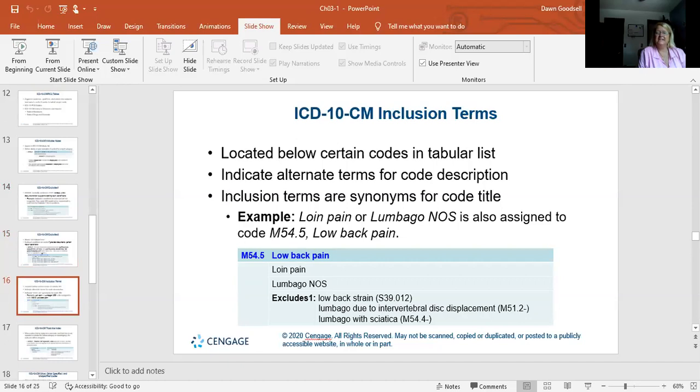Okay. ICD-10-CM inclusion notes located below certain codes in the tabular list indicate alternative terms for code descriptions. So inclusion notes are, there's Excludes notes, there's Includes notes. So make sure you watch those in the book, in the back in the tab section where the numbers are. You're going to see them. They're usually the red notes. Okay. For include, exclude, it gives you information about code first, or that type of thing. So make sure you watch for those.